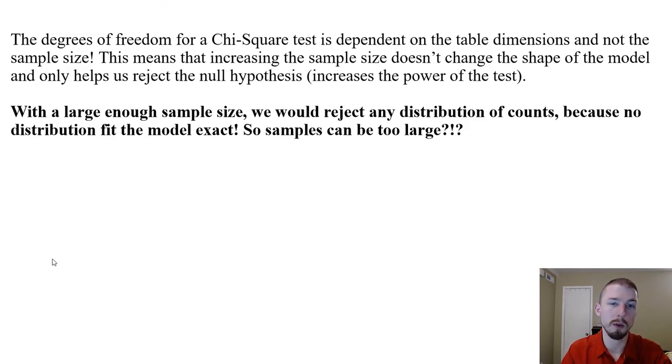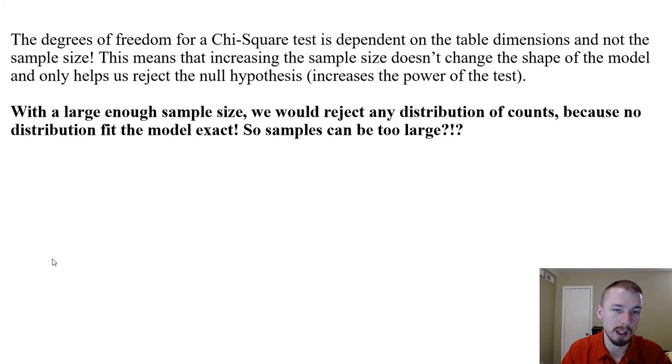So the degrees of freedom for a chi-squared test depends on the table dimensions, not on the sample size. That is important. What that means is that increasing the sample size does not actually change the shape of the model. It only helps us gather more evidence to be able to reject the null hypothesis, therefore increasing the power of the test. But there is something kind of unusual that happens here.